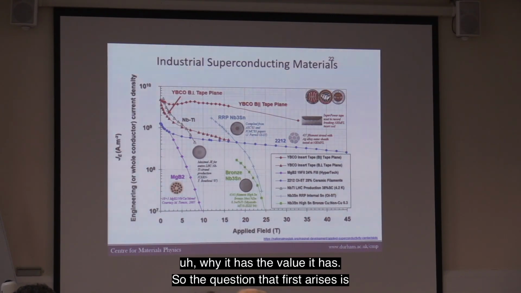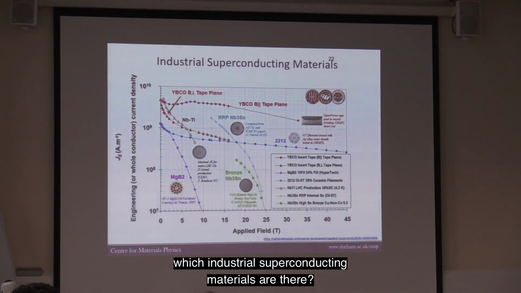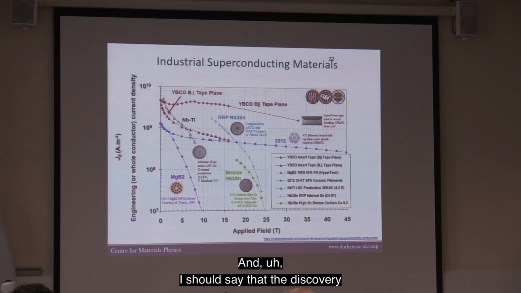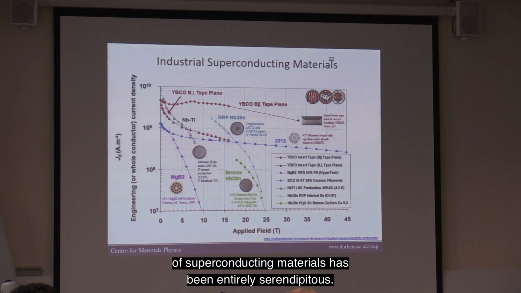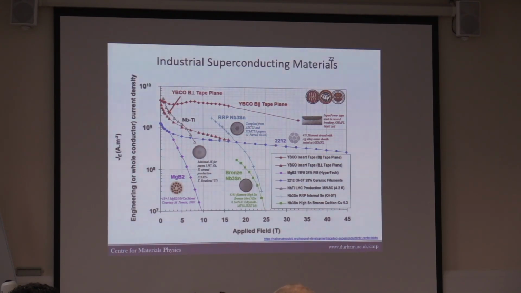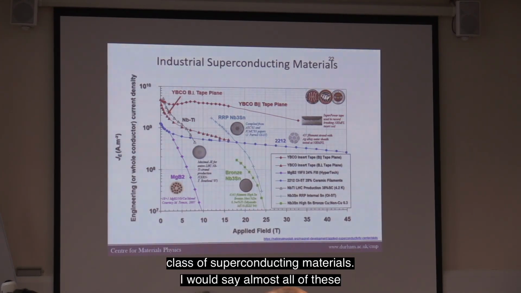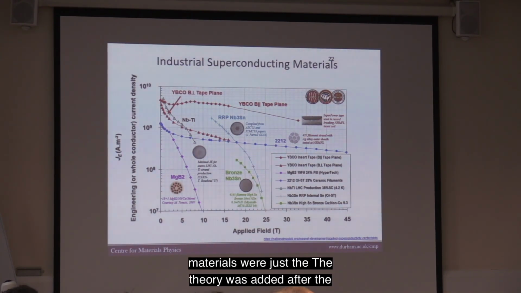So the question that first arises is which industrial superconducting materials are there? And I should say that the discovery of superconducting materials has been entirely serendipitous. We don't really have a good theory that tells us where to find the next class of superconducting materials. I would say almost all of these materials were discovered first, and the theory was added after.